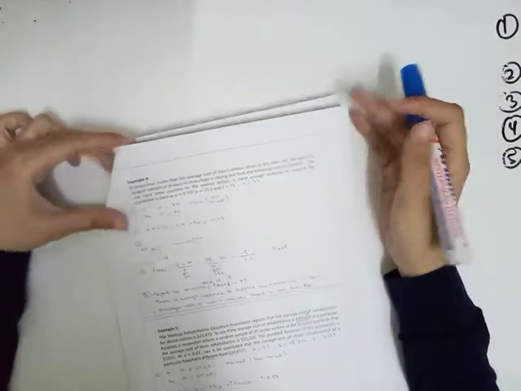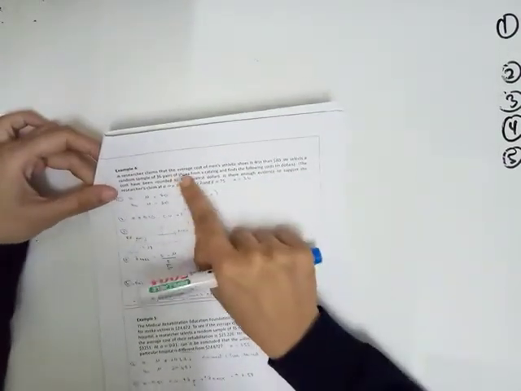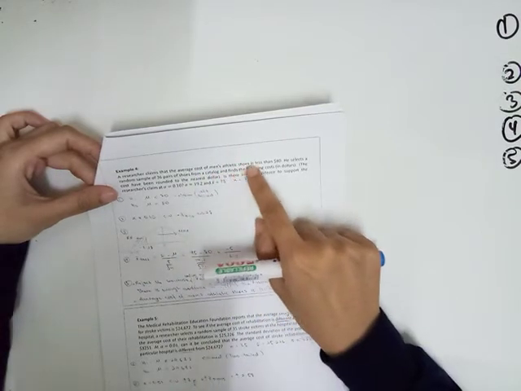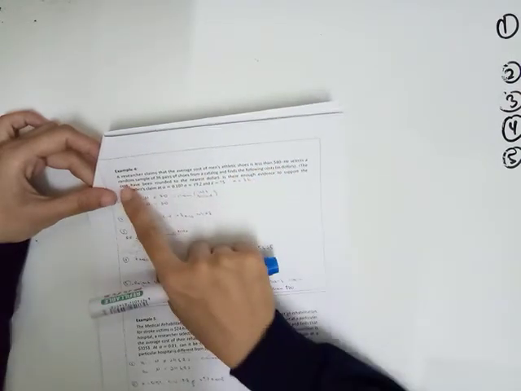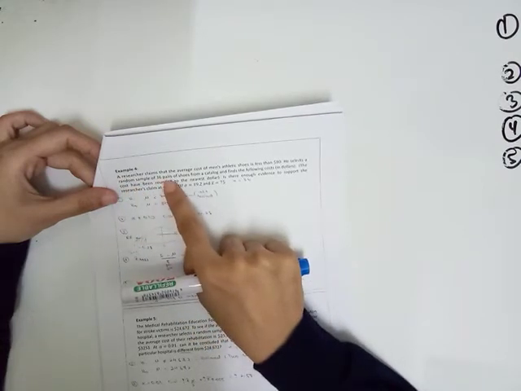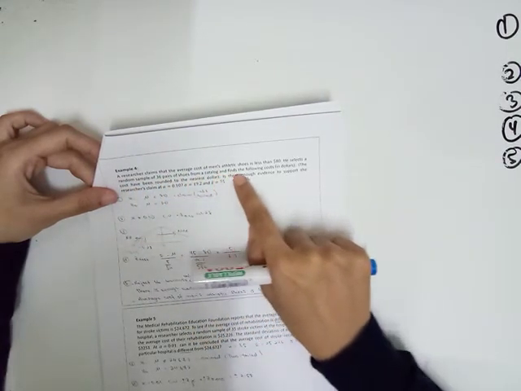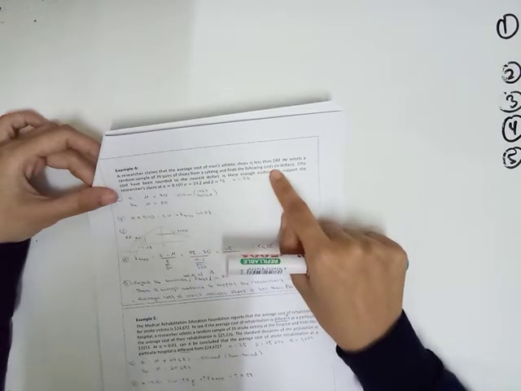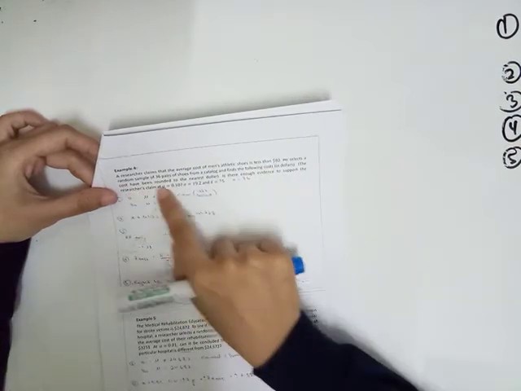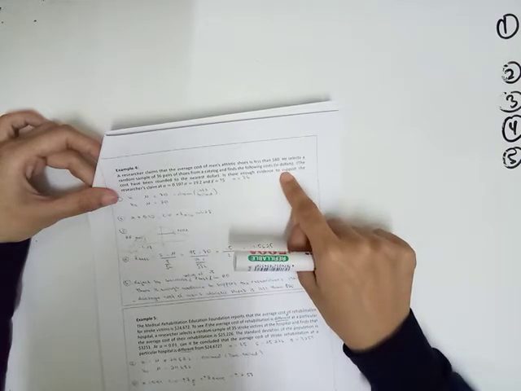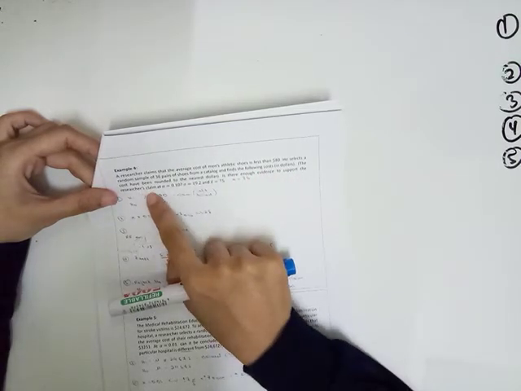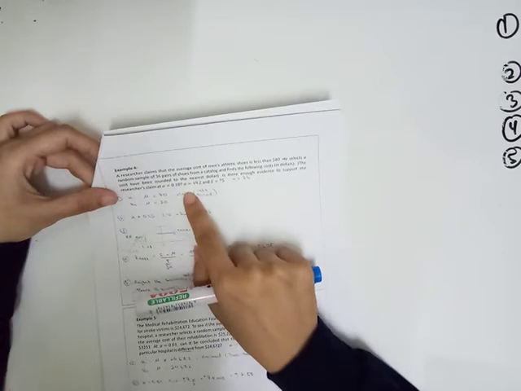Right, look at example 4. A researcher claims that the average cost of men's athletic shoes is less than 80. He selects a random sample of 36 pairs of shoes from a catalogue and finds the following costs. The costs have been rounded to the nearest dollar. Is there enough evidence to support the researcher's claim at alpha 0.1?